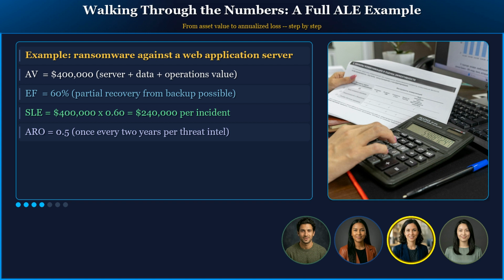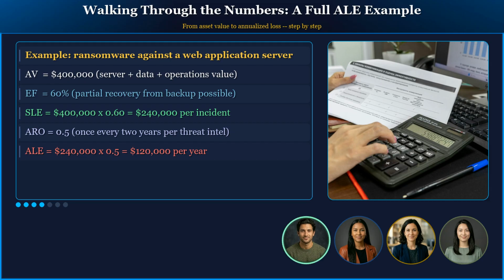Now you have a number you can take to a CFO. If you propose a control that costs $70,000 per year and reduces the annualized loss expectancy from $120,000 to $40,000, you have saved $80,000 annually. The math justifies the spend. That is how security decisions get funded at the executive level.